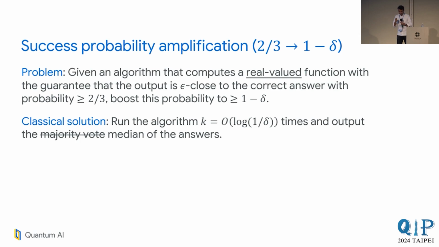The median works. It's actually not very hard to prove. You can use the proof of the Boolean case to prove this median thing. But here's the second question. Can you get a quantum speedup for this? So this algorithm also works quantumly, of course. You take your quantum algorithm that's outputting some real number, run it log 1 over delta times, take the median of the outputs, just a totally classical strategy.